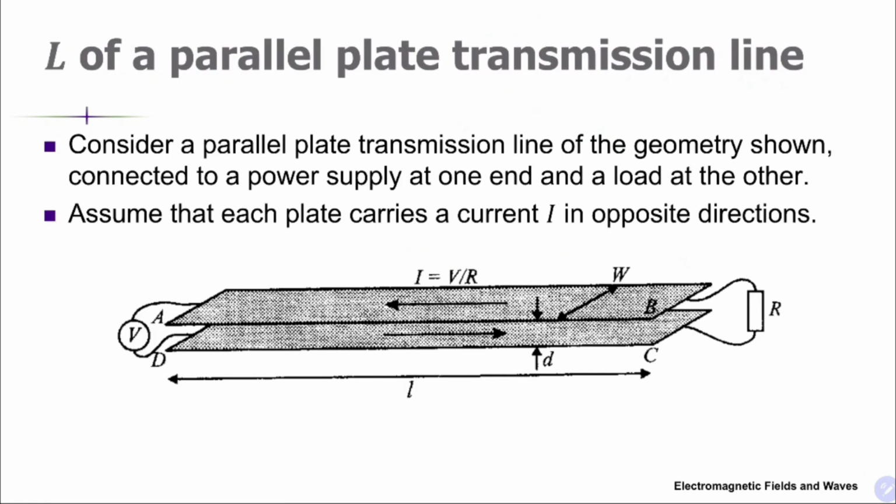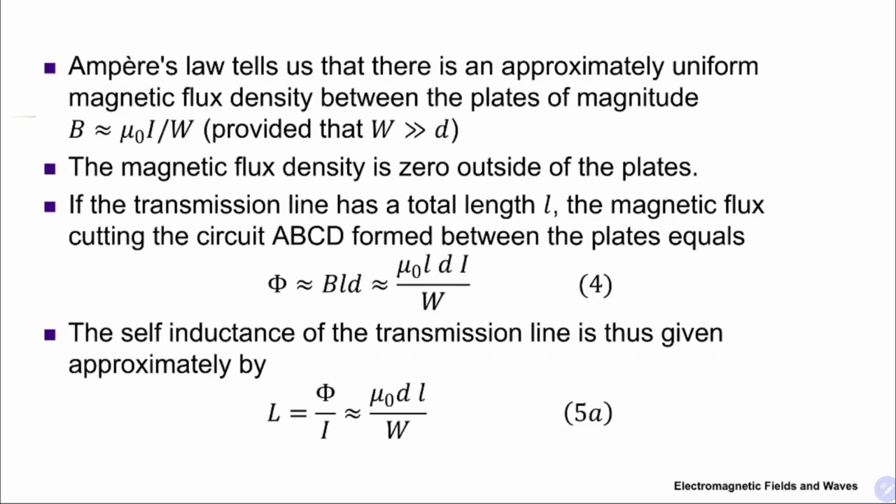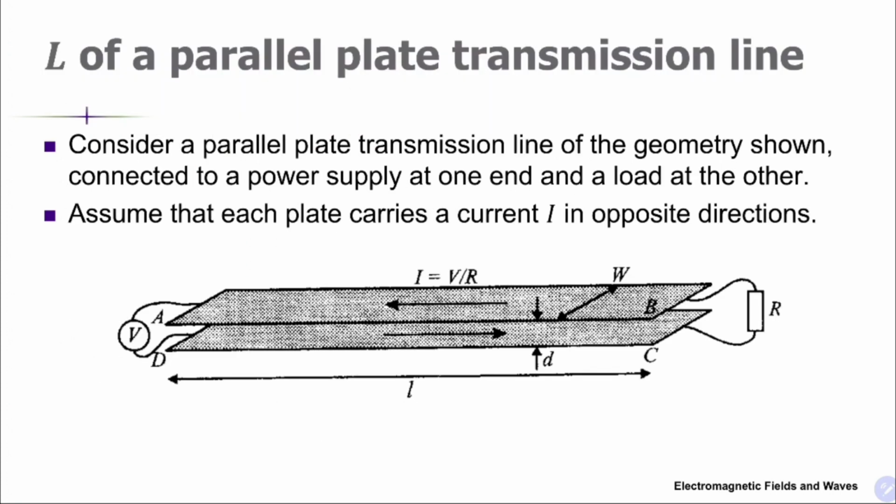Back to our parallel plate transmission lines. Okay, we have calculated the magnetic flux just now. That magnetic flux that we derived just now is B equals mu naught I over W from Ampere's law. And then the magnetic flux outside the plate is approximately 0. And then the flux linkage phi, so our magnetic flux is in these directions, and therefore it will cut through this plane.